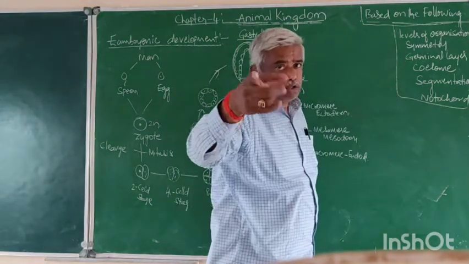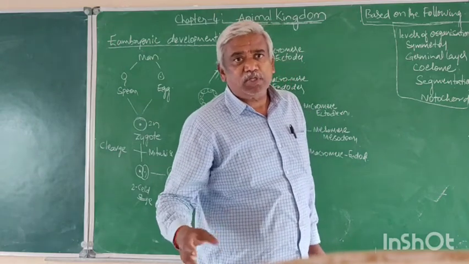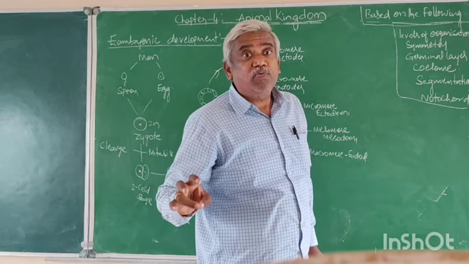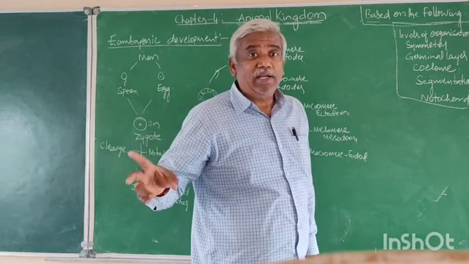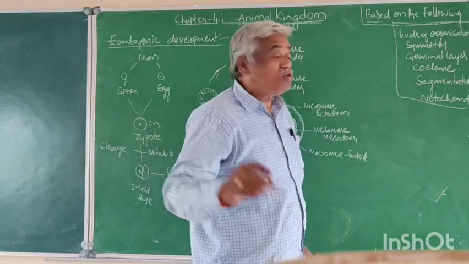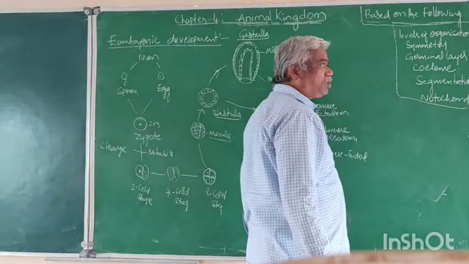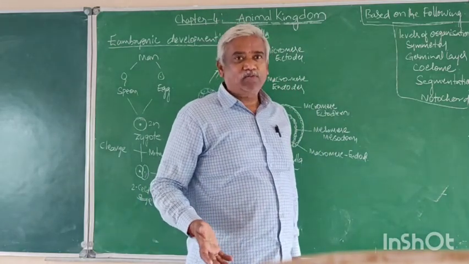Symmetry: yesterday I told you what symmetry is. It is the arrangement of body parts: symmetry or asymmetry. Porifera is an example of asymmetry. Coelenterata and Ctenophora show radial symmetry. Flatworms to man show bilateral symmetry. Now, today, germinal layers. Now, what are germinal layers?